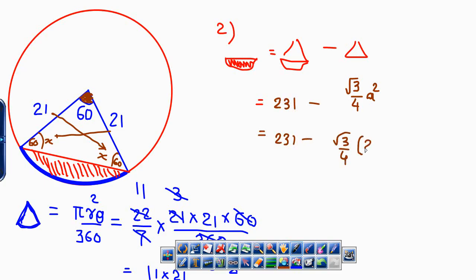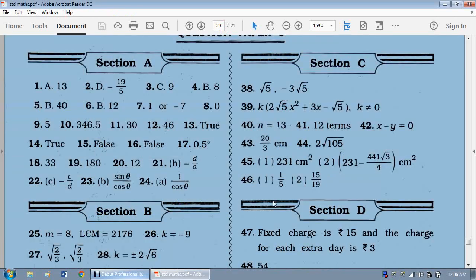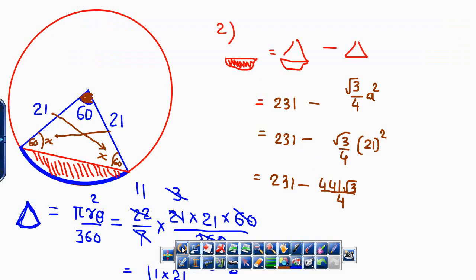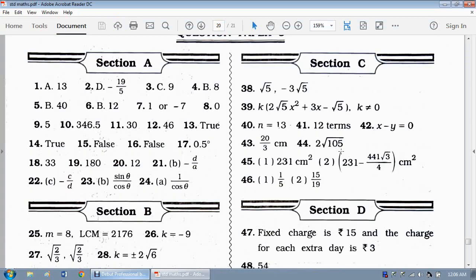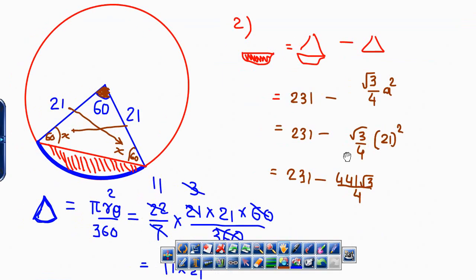The side of the triangle is 21. So 21 square is 441 root 3 by 4. Textbook का sum है, therefore I remember and I know that the answer is 231 minus 441 root 3 by 4. And the first answer is 231. 46th sum.